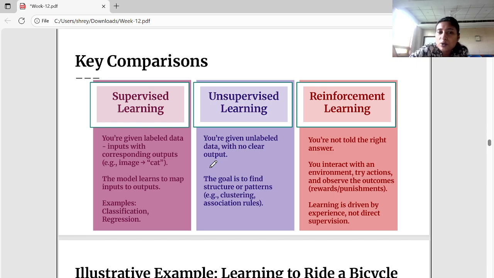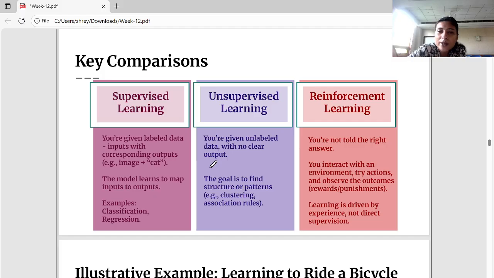First of all, the basic comparison between these three. In the supervised approach, you have labeled data with input and output. In the unsupervised approach, there is no clear output. In reinforcement learning, you are not told the right answer. In the supervised approach, you are told the right answer. For example, if I ask you a question, is it true or false? You will say, ma'am, it is true. Then I will tell you, no, you are wrong, the answer is not true, it is false. So I am here to supervise you.